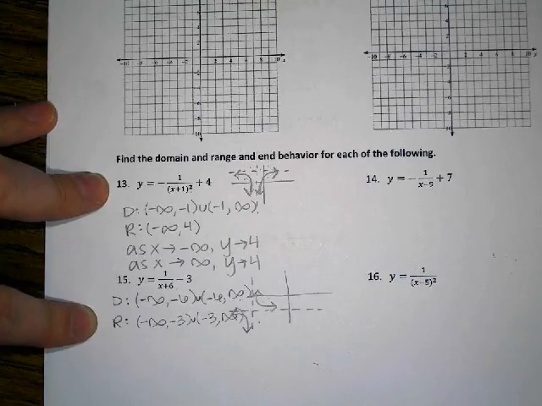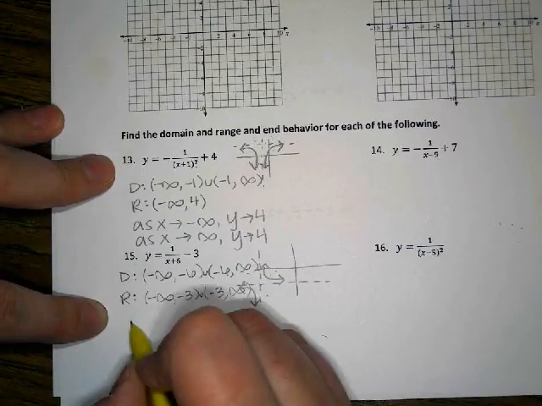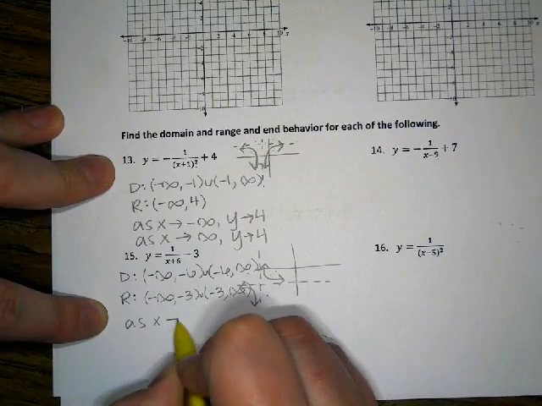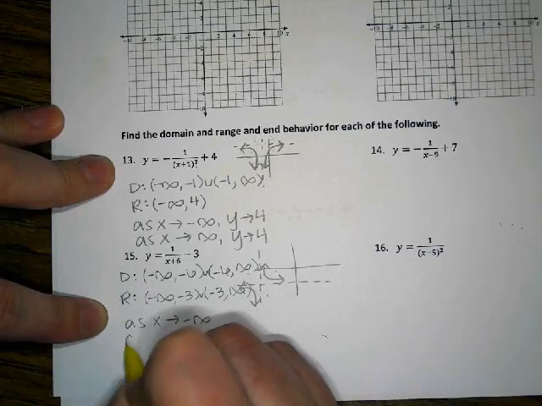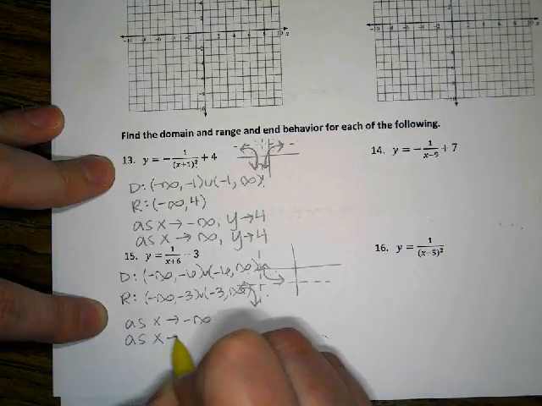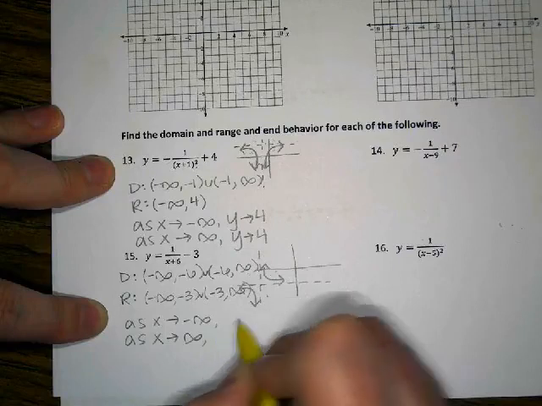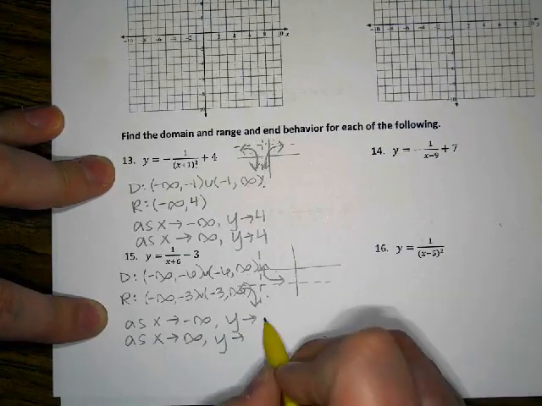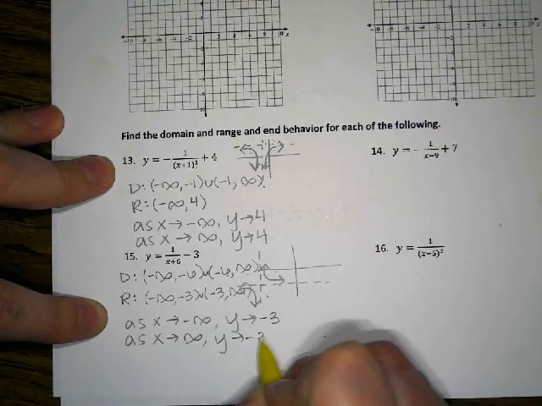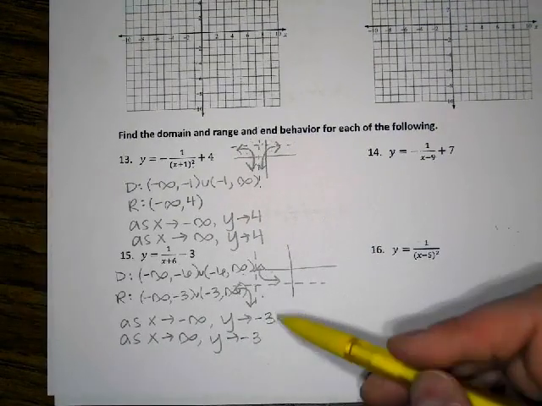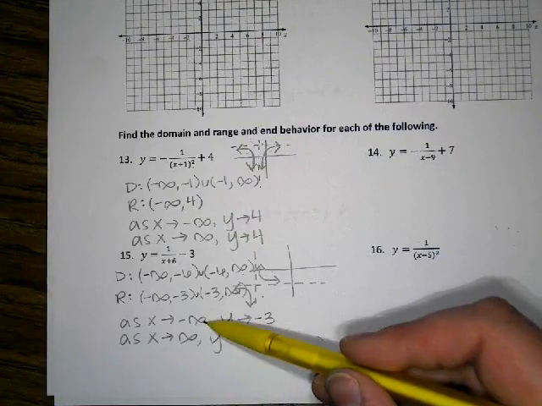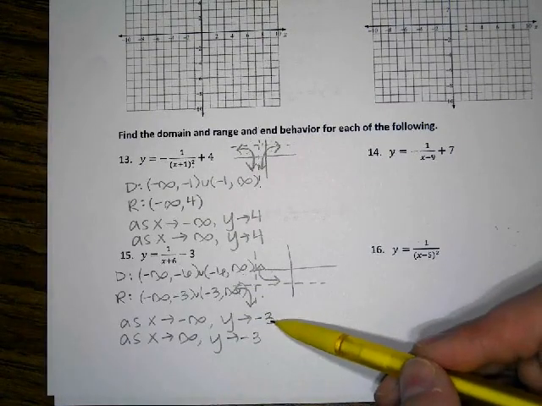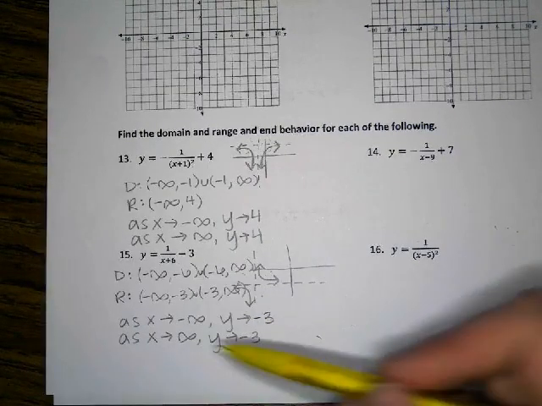And then for our end behavior, I'm going to look at my left arrow and look at my right arrow. And the end behavior is always going to the horizontal asymptote for these problems. So we don't really have to think about it. As we look at the left arrow, it's going to the horizontal asymptote at -3. The right arrow is going to the horizontal asymptote at -3.